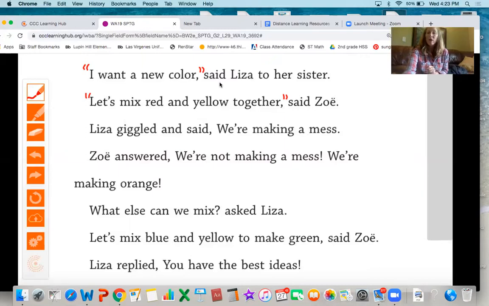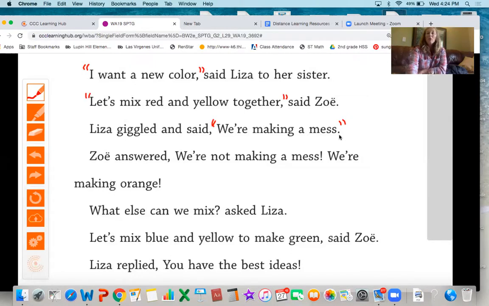Now, the parts that tell us who said it are often after what's being said. But we saw yesterday also that it can be at the beginning of the sentence, leading us to what's being said. So in this case, we find out that Liza giggled and said, and then here's what she said. So we're going to put our quotation marks around that. We're making a mess. And we put our quotation marks after that period.